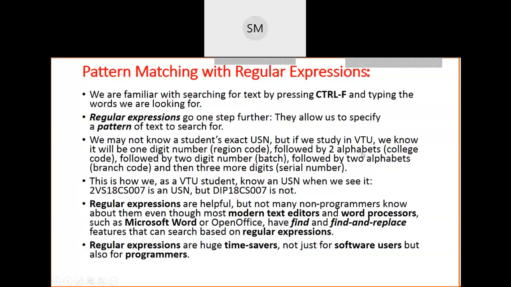What are those two alphabets representing? They are representing the college code, VS. Then VS is followed by two digit numbers. These two digits indicate the batch, that is, the year of admission, like 18, 17, 16. These two digits are followed by two alphabets, which is the branch code. And then the last three digits indicate our serial number.